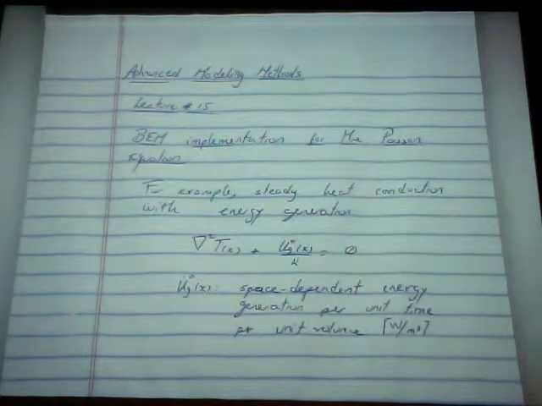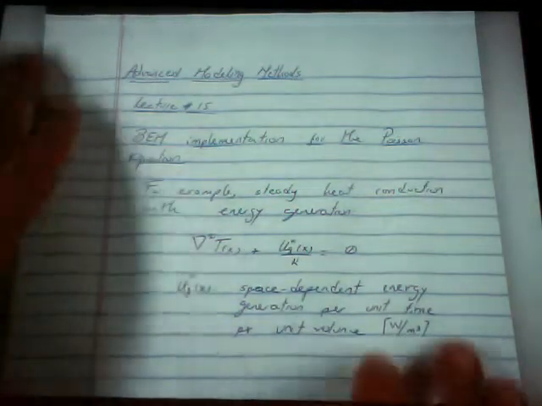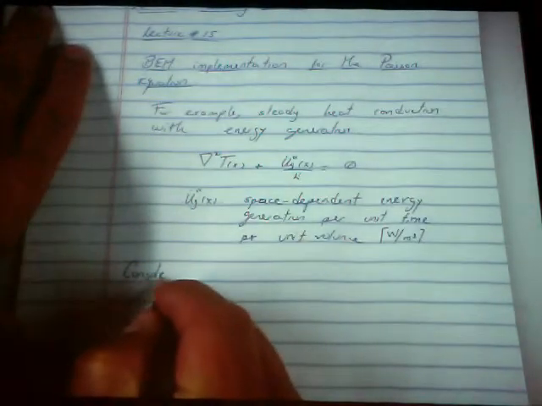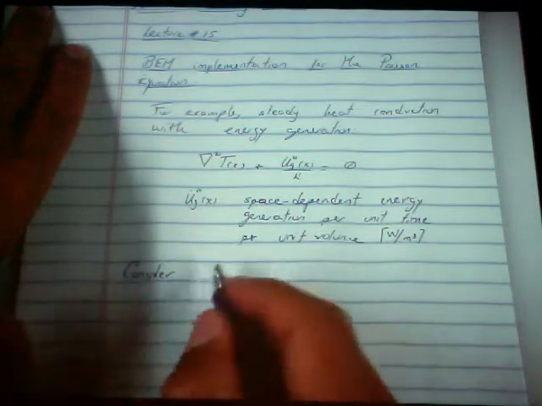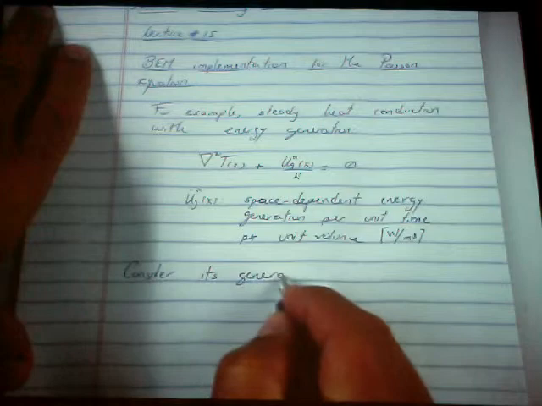So we call this the Poisson equation, and remember again, the Poisson equation is nothing more than Laplace equation equals to non-zero. All right, so now consider the general form. It's general form.